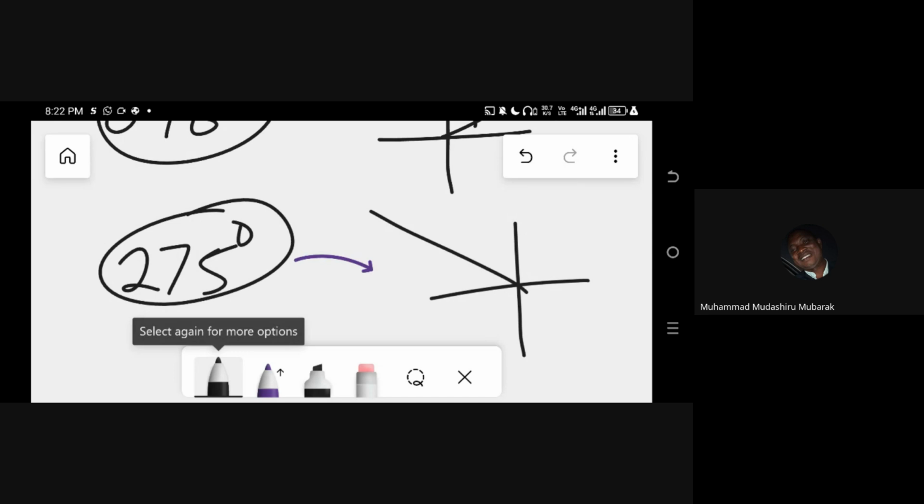Why? First one 90, second one 180, third one 270. That means 275 is above the third one, meaning the fourth quadrant. That's why I can find 275. I'll put it there.